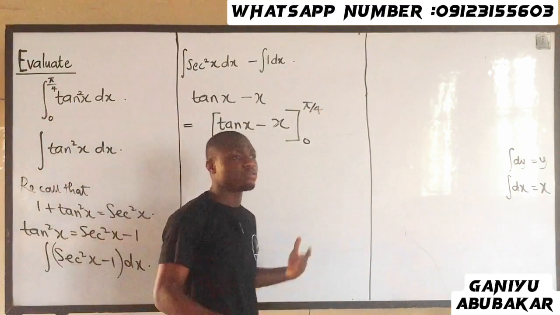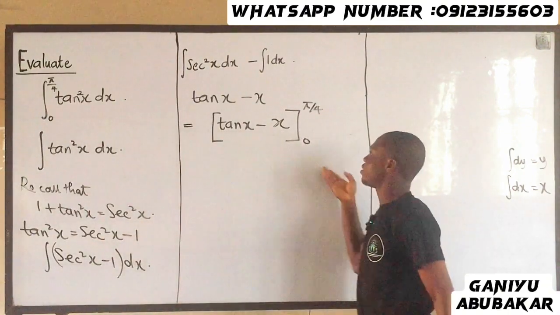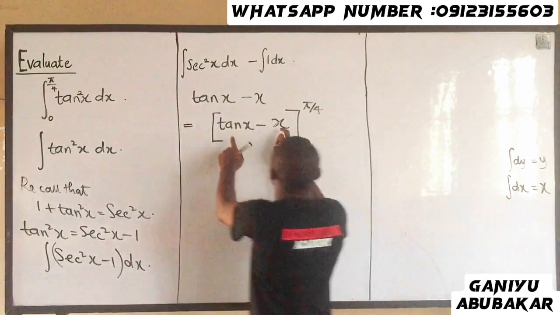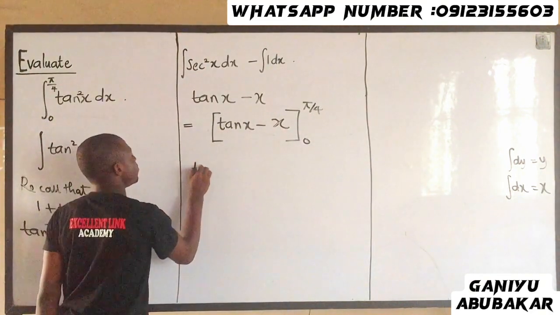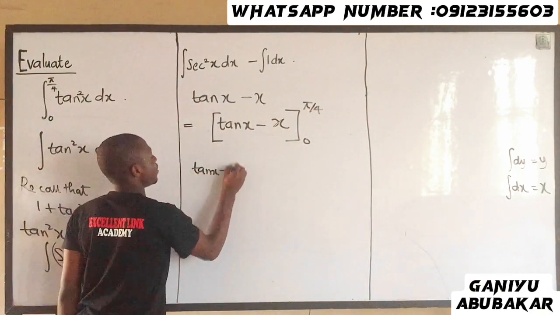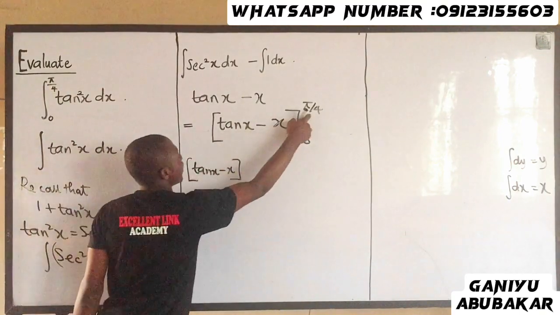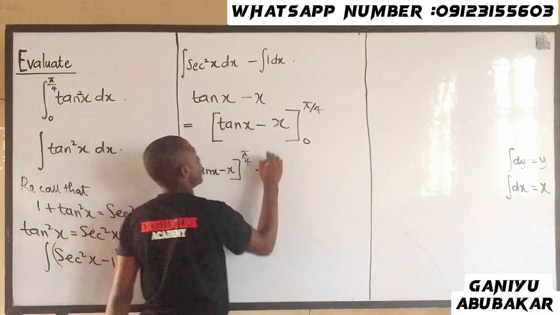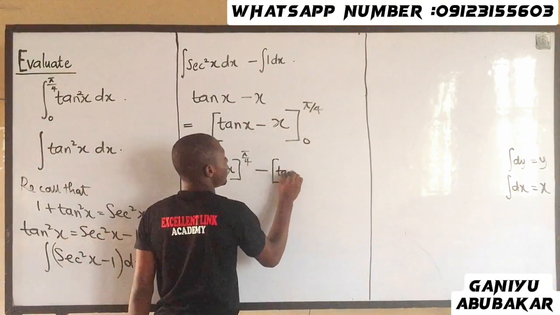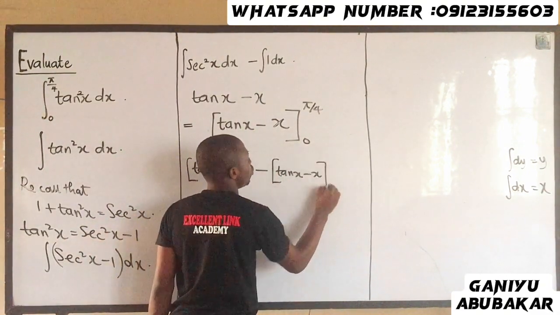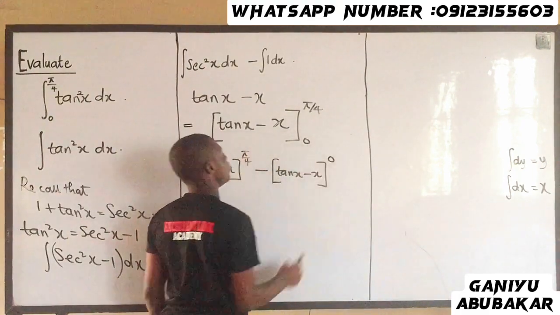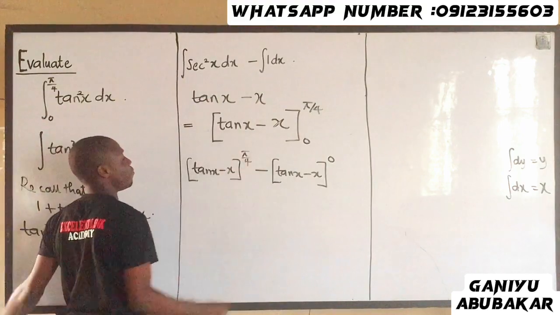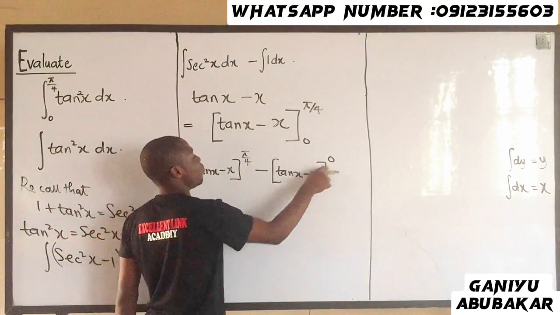So I showed you how to go about this in our last class. So how do you solve this? First task, pick this one. I have tan x minus x, right? Next up, take the upper limit, pi over 4, in this one, minus this same thing, tan x minus x, at 0. This means that anywhere I see x here, I'll put pi over 4. Anywhere I see x here, I'll put 0.